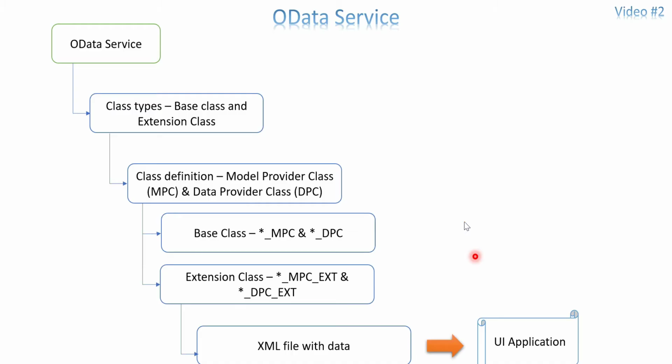An entity set is nothing but the output of an OData service. What is the final output of an OData service? It is nothing but the entity set, and it may be one or many entity sets. Finally it just creates an XML file with the data, which can be accessed by your application. I hope you are able to follow this level, and today I'll show you everything in the system for better understanding. Let me get into my system.